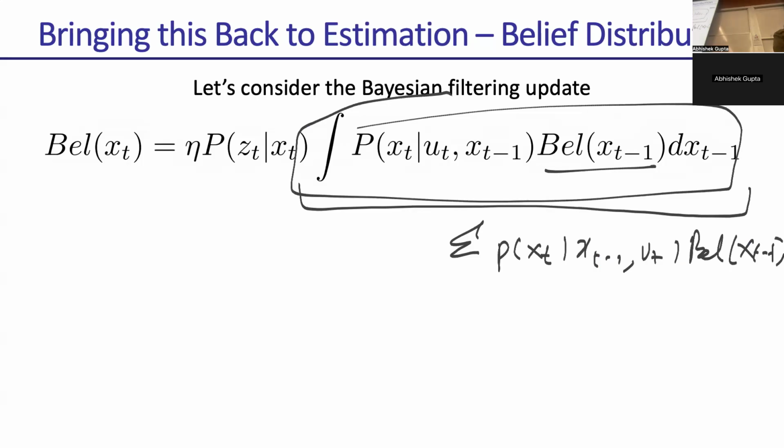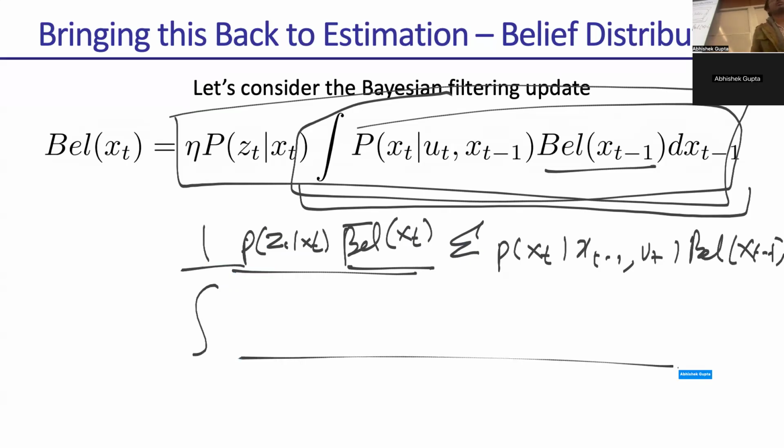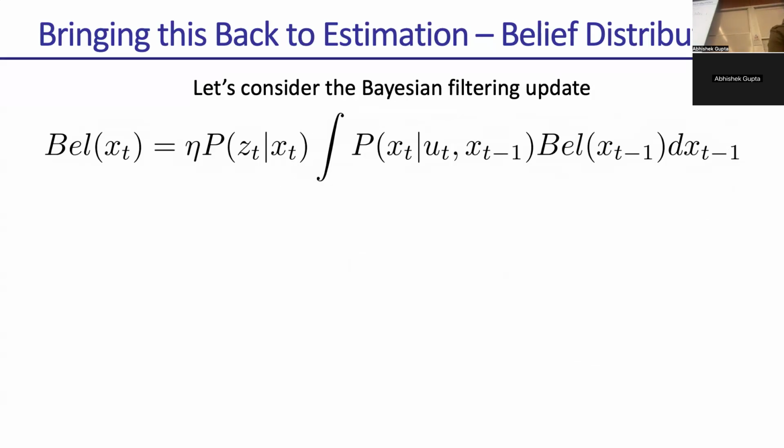This is what we'd call belief bar. And then this is our measurement model. We're going to take our belief bar, multiply it by p(z_t given x_t), and then normalize by one over the integral. We're going to omit that because it's a handful to deal with on your slide, but this is exactly the same as the Bayesian filter, just the continuous version of the Bayesian filter.